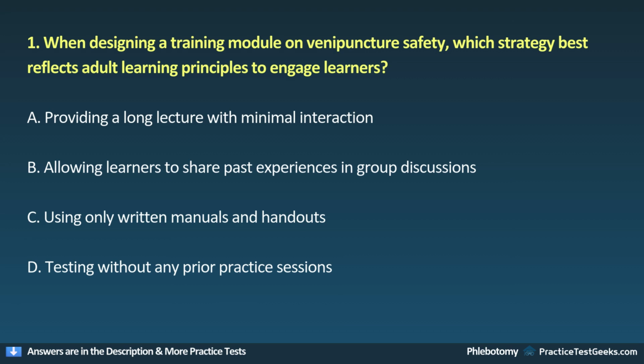1. When designing a training module on venipuncture safety, which strategy best reflects adult learning principles to engage learners? A. Providing a long lecture with minimal interaction. B. Allowing learners to share past experiences in group discussions. C. Using only written manuals and handouts. D. Testing without any prior practice sessions.